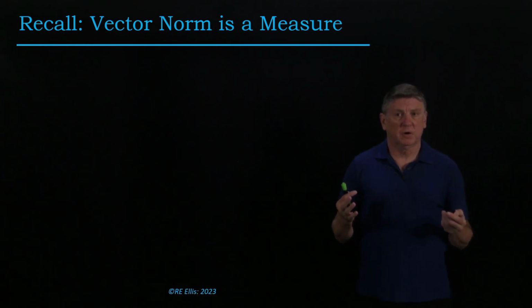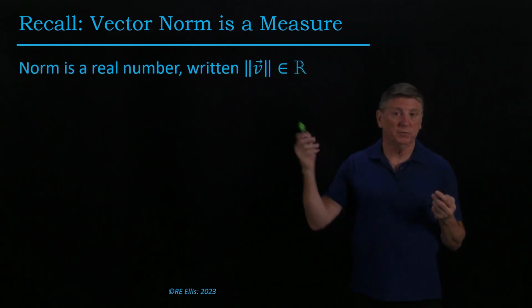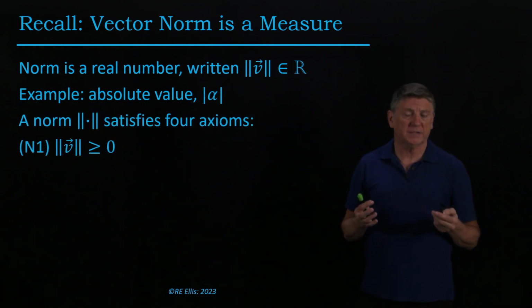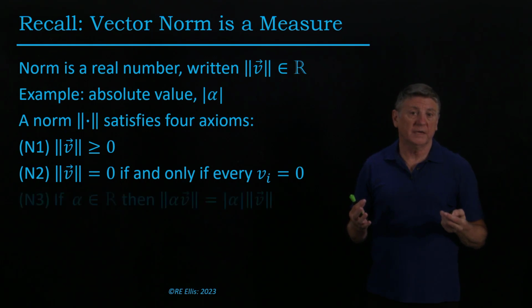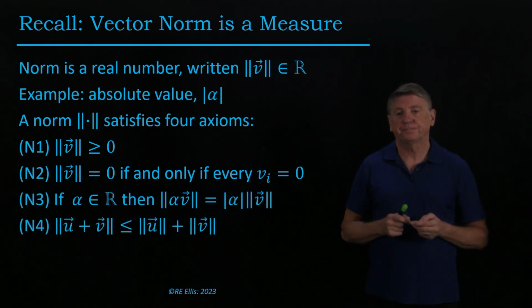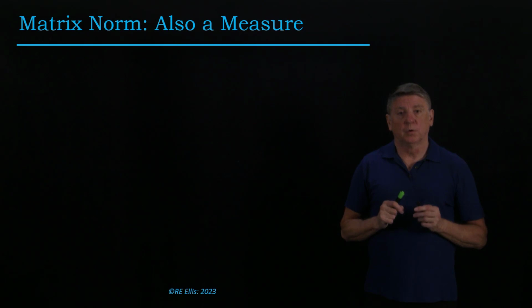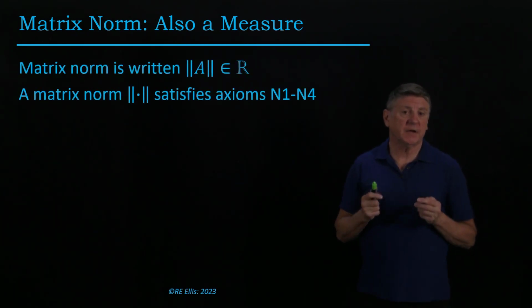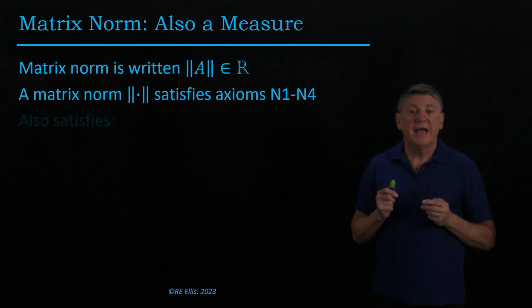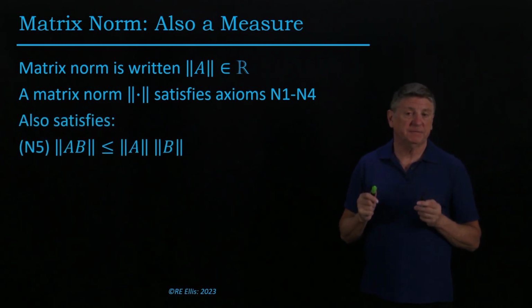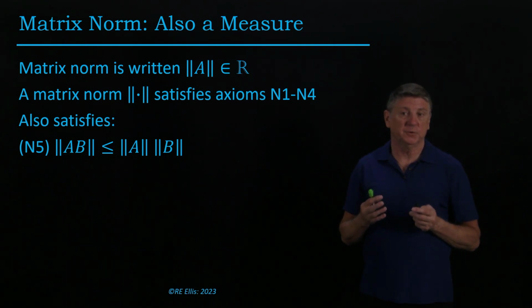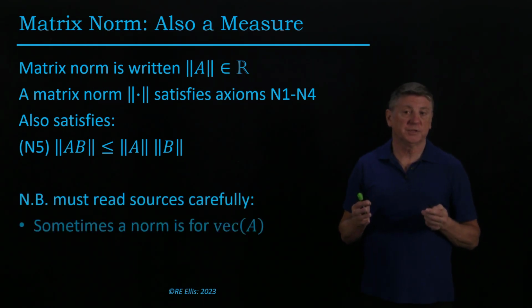Now let's briefly recall a vector norm. So this is a measure. We write it using double bars around the object, and it has to satisfy 4 axioms that we have gone over in previous prerequisite material. A matrix norm is also a measure, and we write it the same way, and it has to satisfy all of the axioms of a vector norm, and in addition it has to satisfy a 5th one, which is that the norm of the product of two compatible matrices is less than or equal to the product of the norms individually.